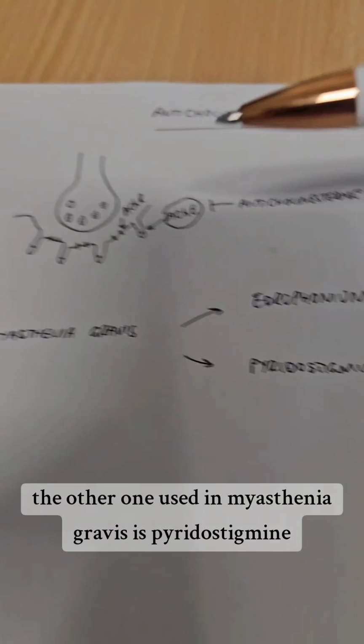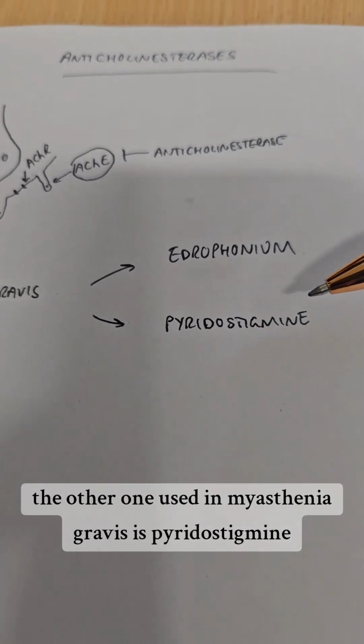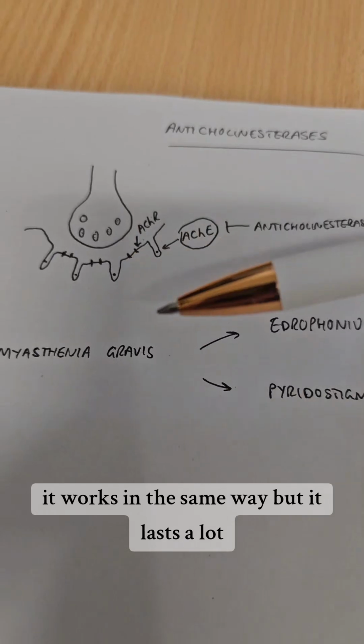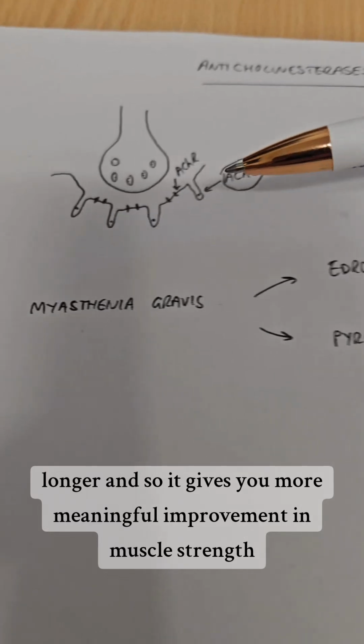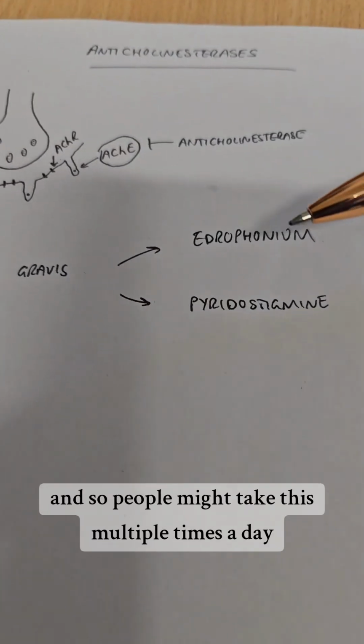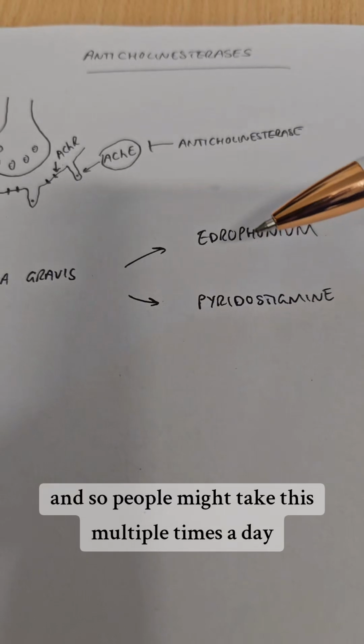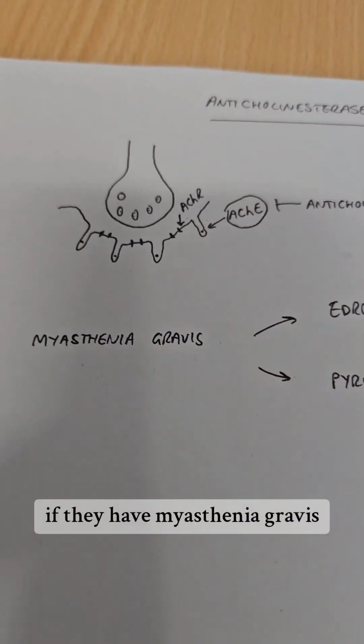The other one used in myasthenia gravis is pyridostigmine. So this is like edrophonium, it works in the same way, but it lasts a lot longer. And so it gives you more meaningful improvement in muscle strength. And so people might take this multiple times a day to boost their muscle strength if they have myasthenia gravis.